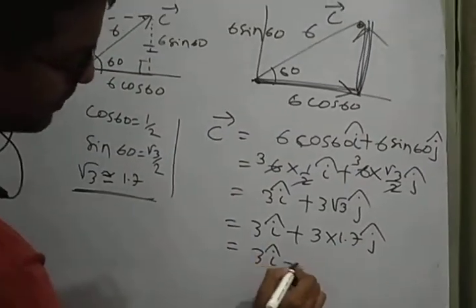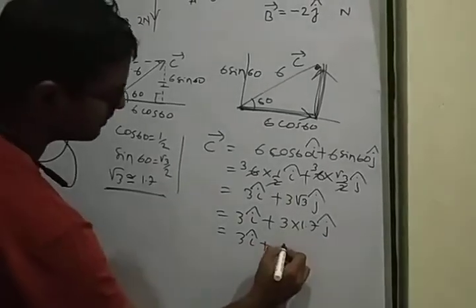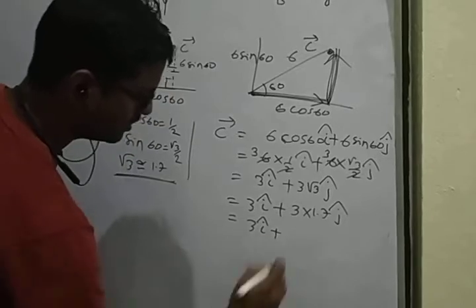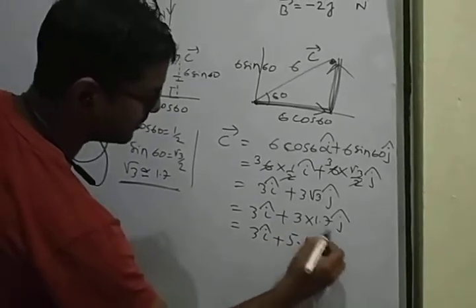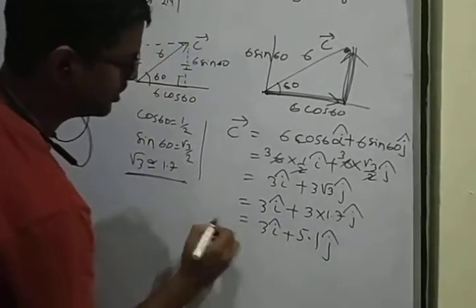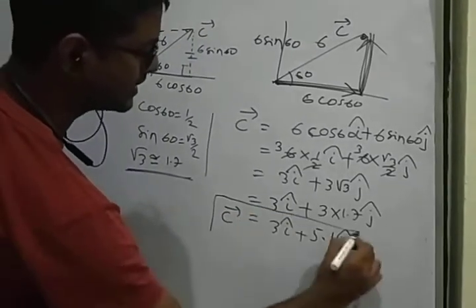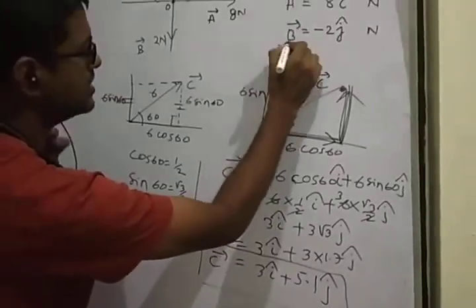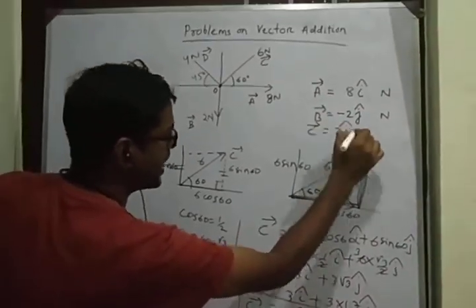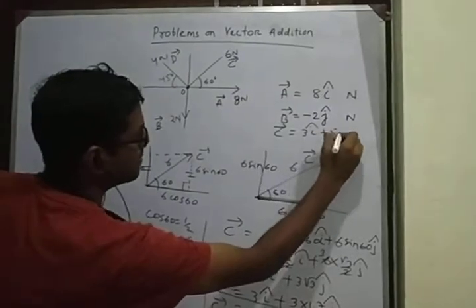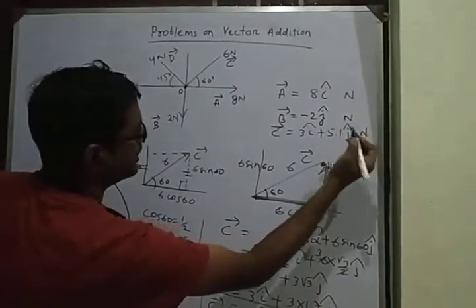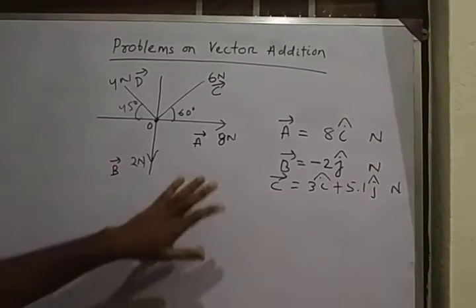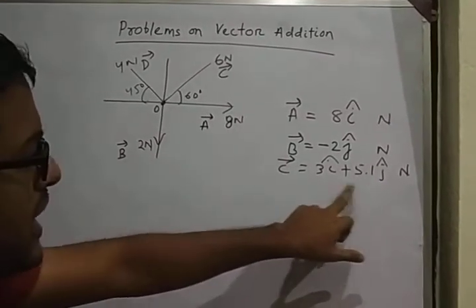So 3 i cap plus, 17 3s are 51, so with the decimal point, 5.1 j cap. So I got my C vector as 3 i cap plus 5.1 j cap. So I am writing here, C vector is 3 i cap plus 5.1 j cap Newton. So already I have represented the C vector using i cap and j cap.